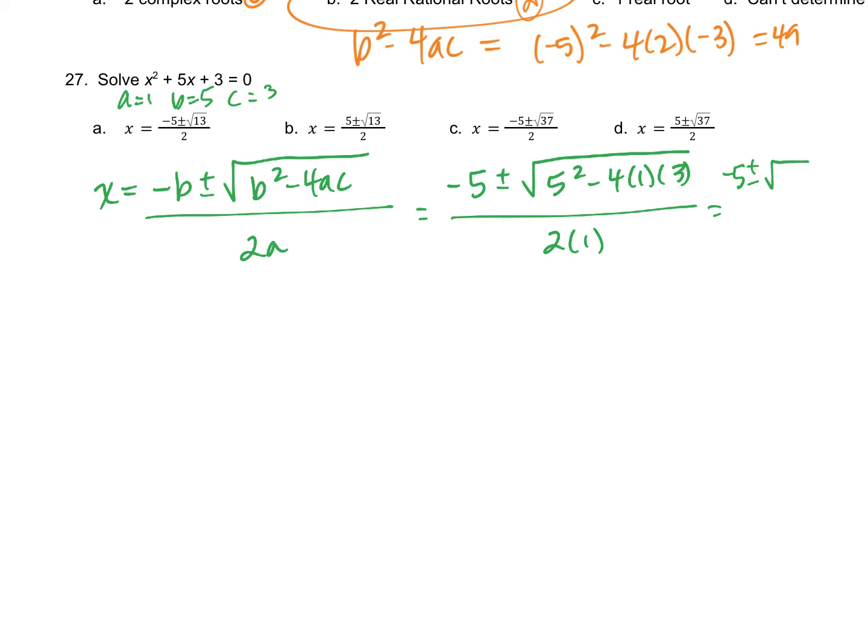So 5 squared is 25, minus 12 is 13. All over 2. So it's -5 plus or minus the square root of 13 all over 2. Bam. And you are done.